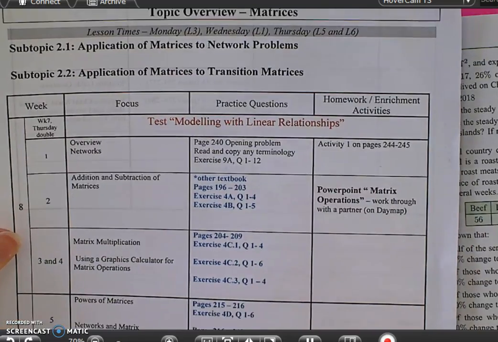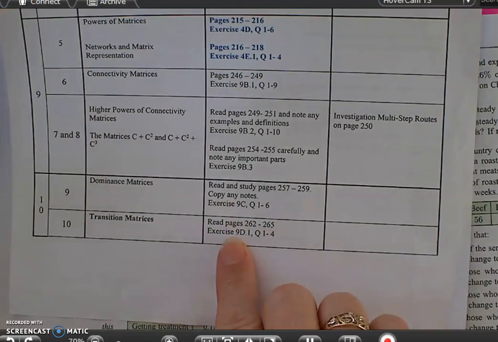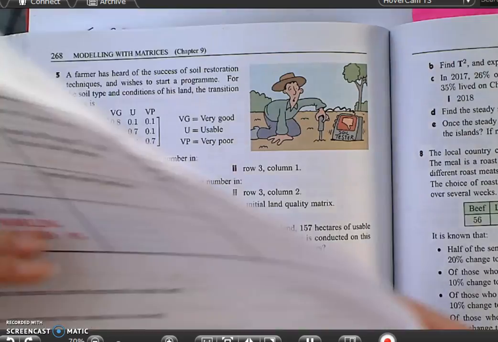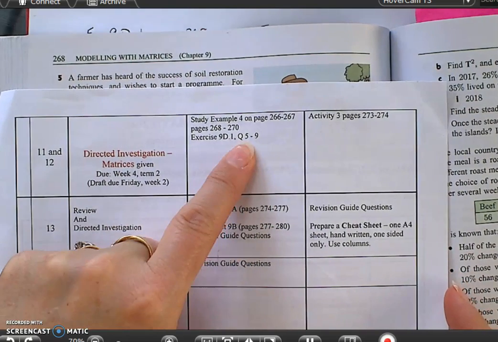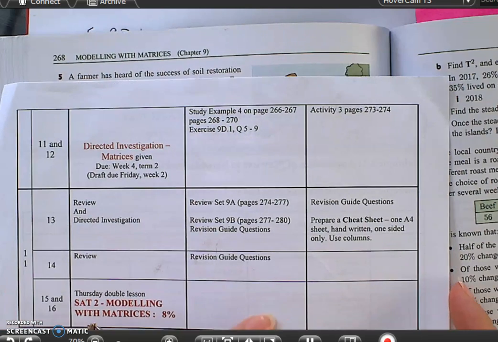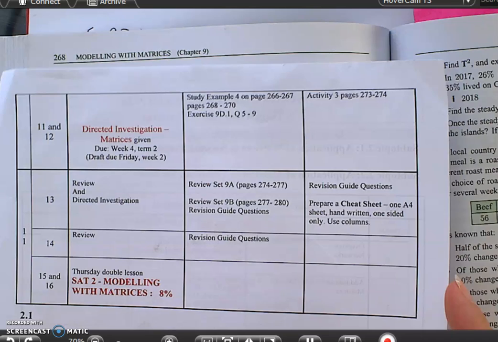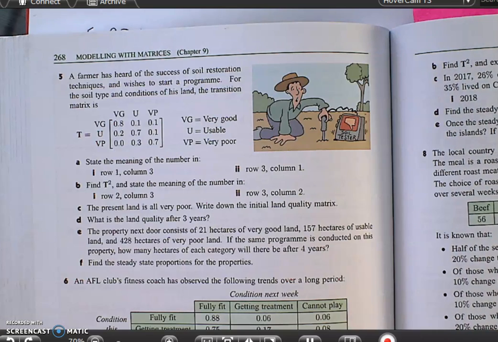So I'm hoping that you've all worked through these and finished 9D1 and then questions 5 to 9. So I thought I'd do a transition matrices question with you, and then hopefully you've done the review set, get ready for your test on Thursday. So what we're going to do is number 5 on page 268.